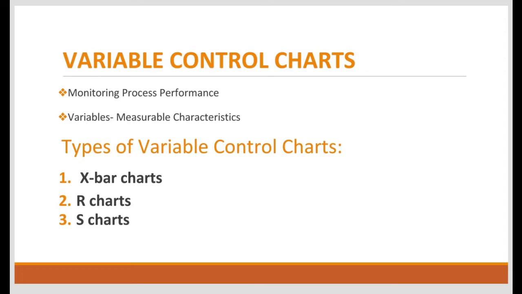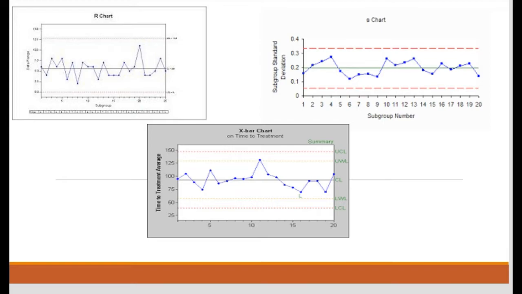X bar chart is also known as the average chart. R chart is also known as the range chart. The S chart is also known as the standard deviation chart. So the next question is what is X bar chart? X bar chart is used for characteristics that can be measured on a continuous scale such as weight, temperature and thickness, etc. This chart is called X bar chart because the statistic being plotted is the sample mean.